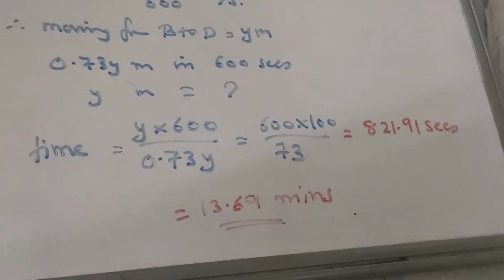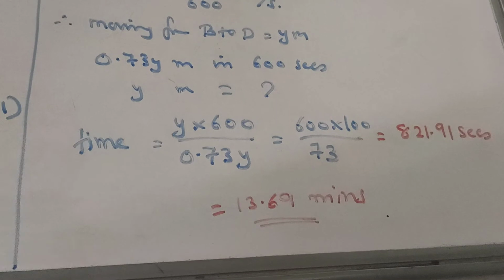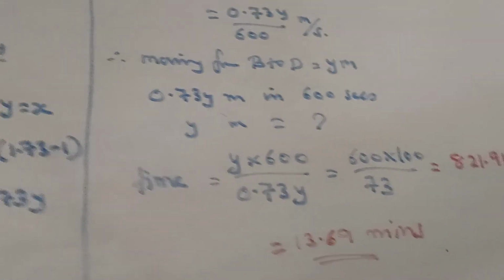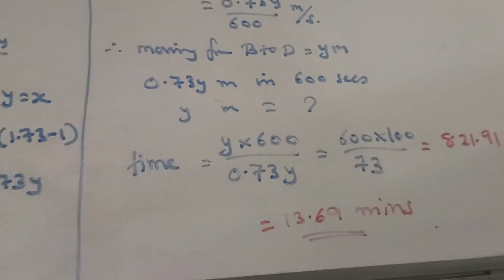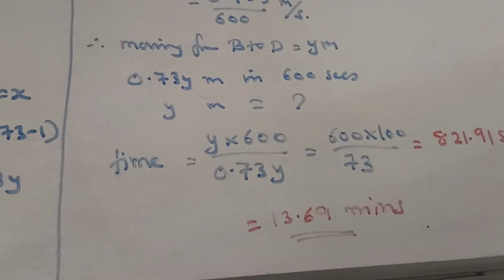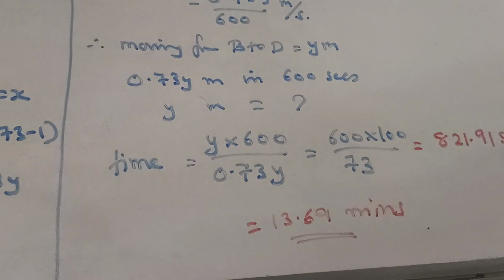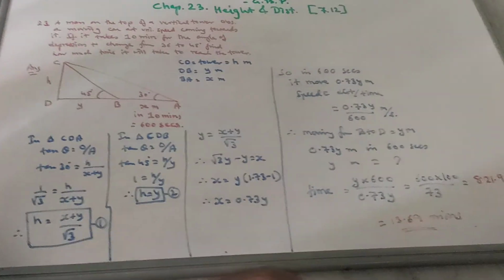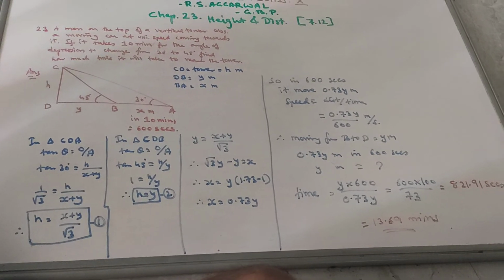That is 821.91 seconds. Divided by 60, you get 13 minutes and 69 seconds, or you can say nearest, because it is asking for the nearest minute, that means it is 13 minutes and 69 seconds. So this is our answer. I hope you understood this sum. Let us move on to the next one.